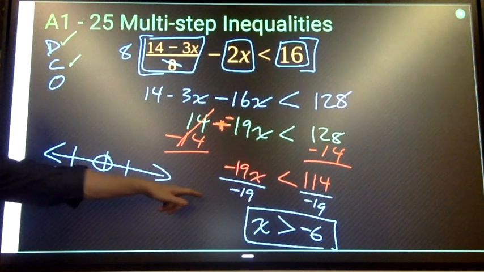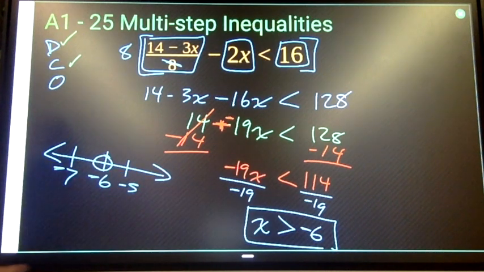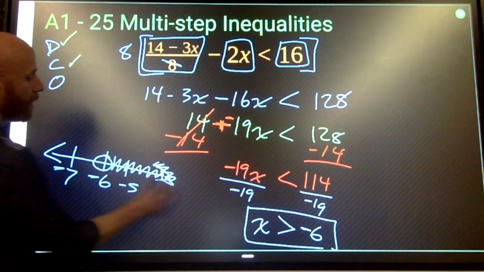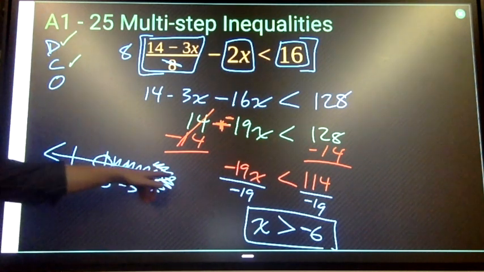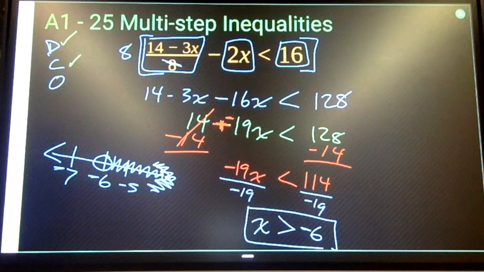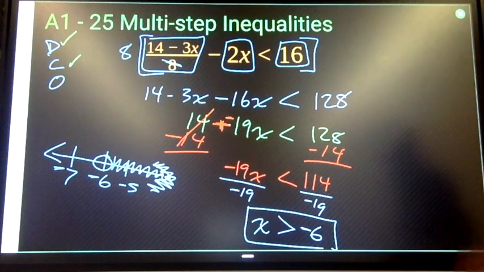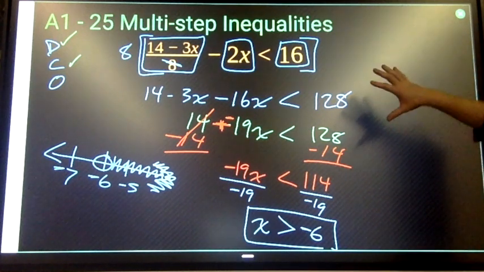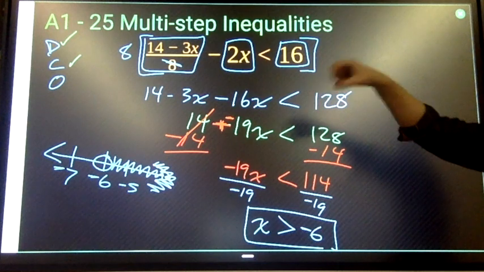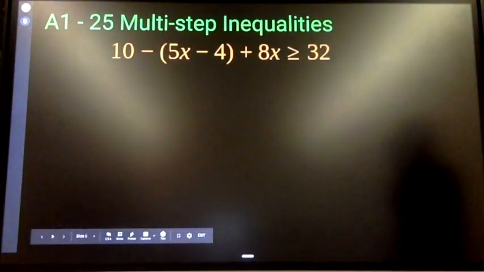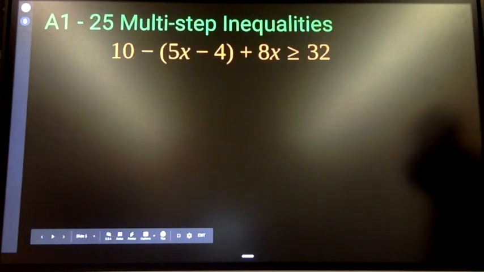Open circle, because x is not allowed to equal negative 6. Shade toward 0 above, because x is allowed to be bigger than negative 6. All right, so that's how an answer will look in skill number 25. Like I said, nothing new. All right, this is a combination of skill 24, skill 10, skill 11, skill 1. See if you can do that before I do.